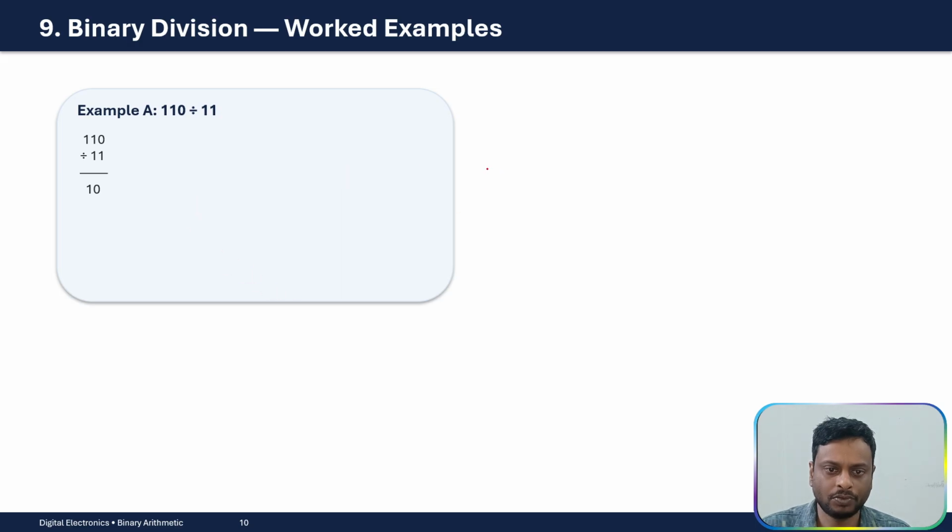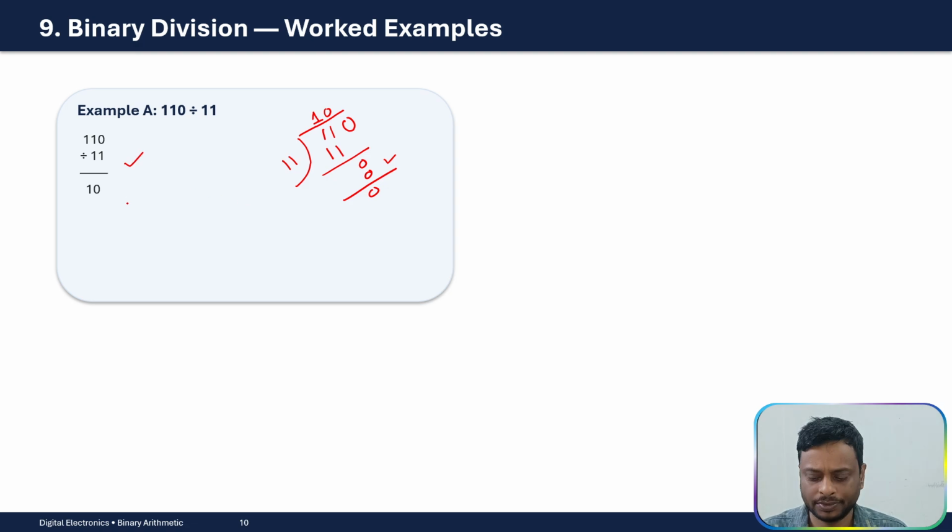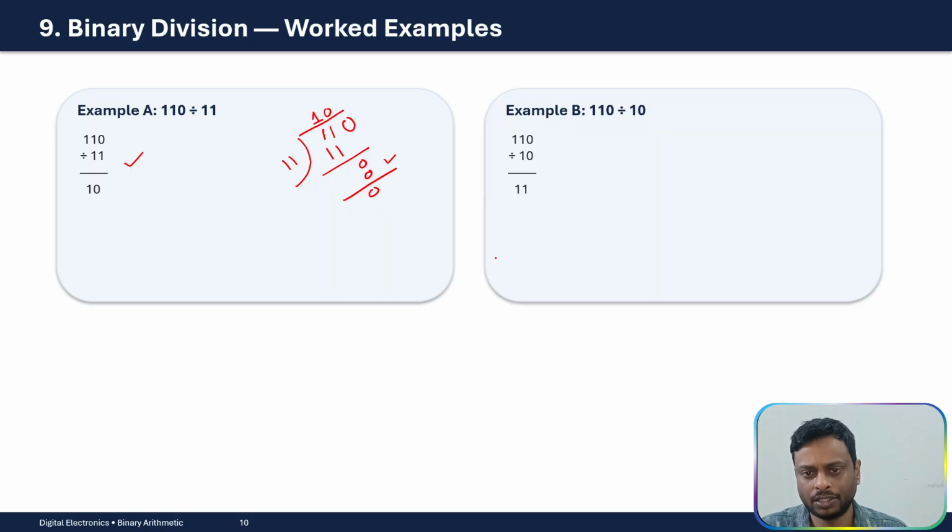So 1 1 1 1 1 0, sorry, so it will be divided by 1 1. So normal division. So 1 1 that will be 1. So 1 1 that will be 0. So 1 1 0 0. Okay, so this is how the binary division is done. Again this is 1 1 0. You can divide, you will get this 1 1. Okay, so this is the binary division.